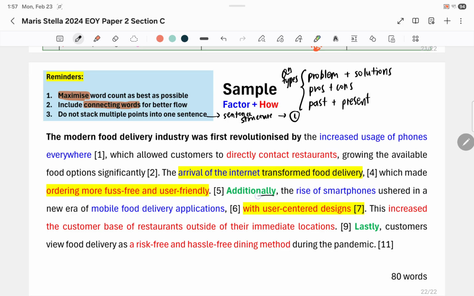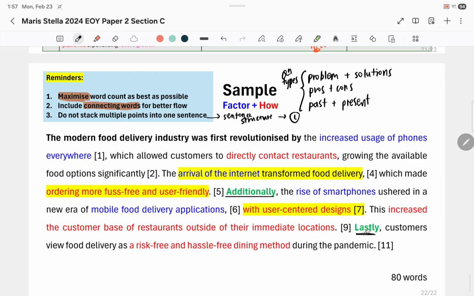You can see that I've included some connecting words. Lastly has to be at the last point. So lastly should just be kept at the last one. You don't use additionally for the last connecting word because that is not conclusive. Where appropriate you can use thus, therefore, hence. For me, usually I'll just use lastly. Additionally is one word.